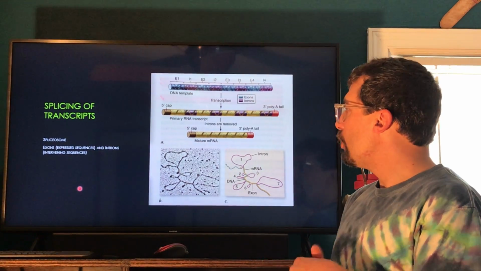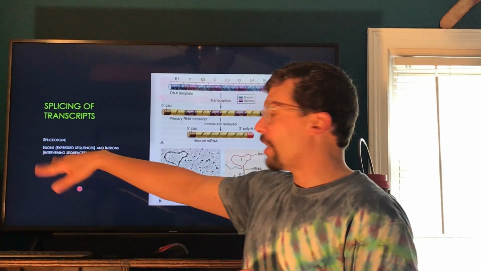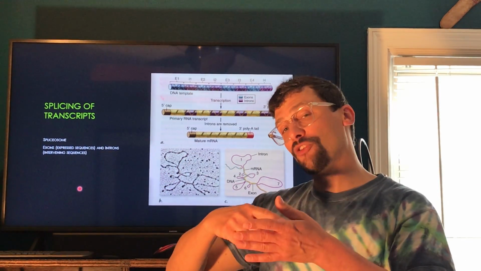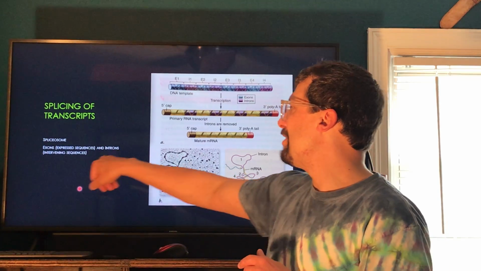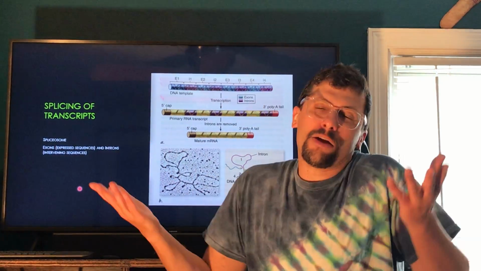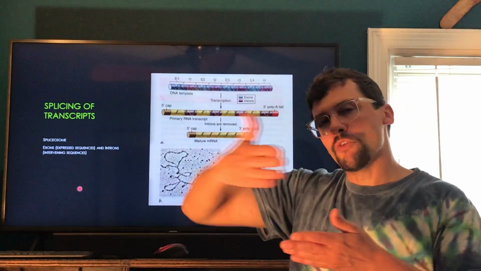And basically what's going on is we have exons. These are the sequences that are expressed. These are the sequences of genes that we're actually going to turn into a protein. And we have these intervening sequences, these sequences of junk DNA. It's not really junk, but we need to get rid of it.